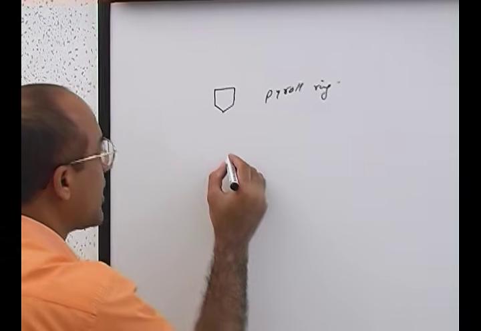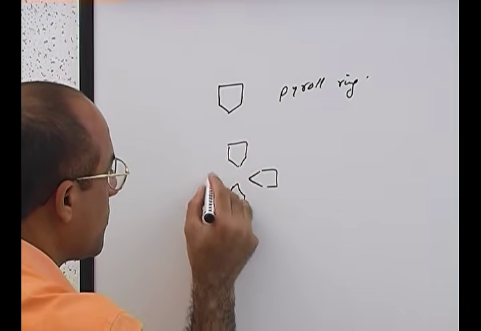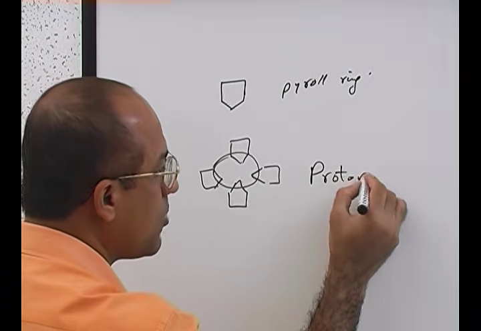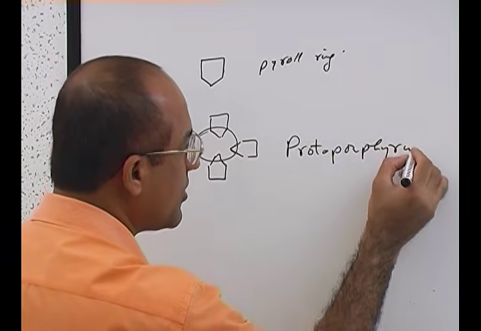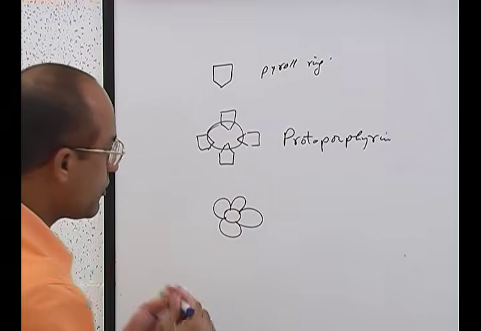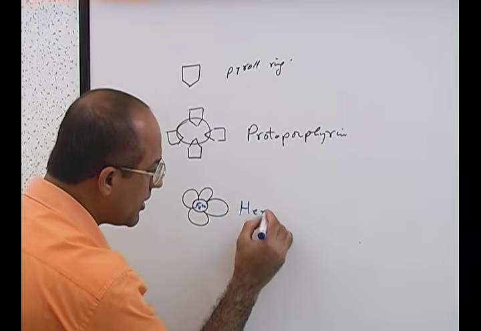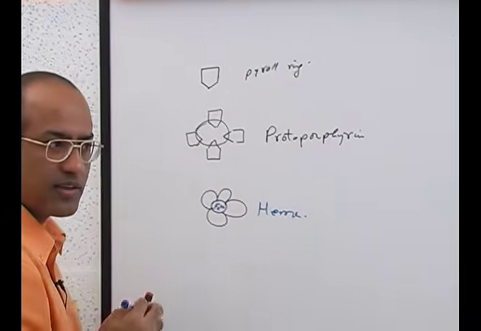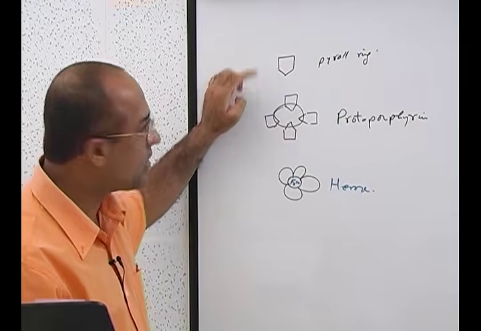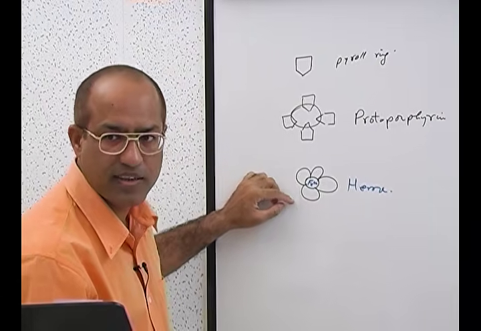Then 4 pyrrole rings are put together, assembled. These are 4 pyrrole rings. If they are put together, this structure is called protoporphyrin. Then, in the center of protoporphyrin, if you put iron, then it is called heme. Again, the erythroblast initially makes pyrrole rings, assembles them into protoporphyrin rings, and in the center of the protoporphyrin ring they put iron, and then there is heme.